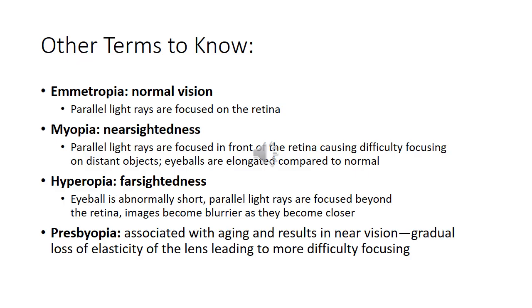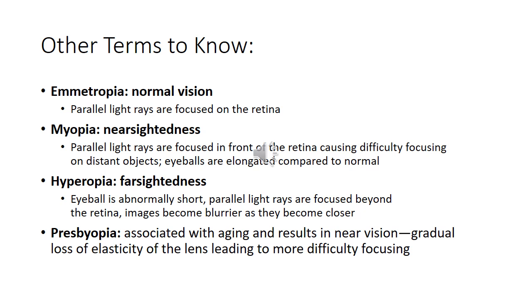Here are a few more terms that you need to be familiar with. Emmetropia is normal vision, and this is when parallel light rays are focused on the retina. Myopia is nearsightedness, and that is when parallel light rays are focused in front of the retina, causing difficulty focusing on distant objects. Eyeballs are elongated when compared to normal.